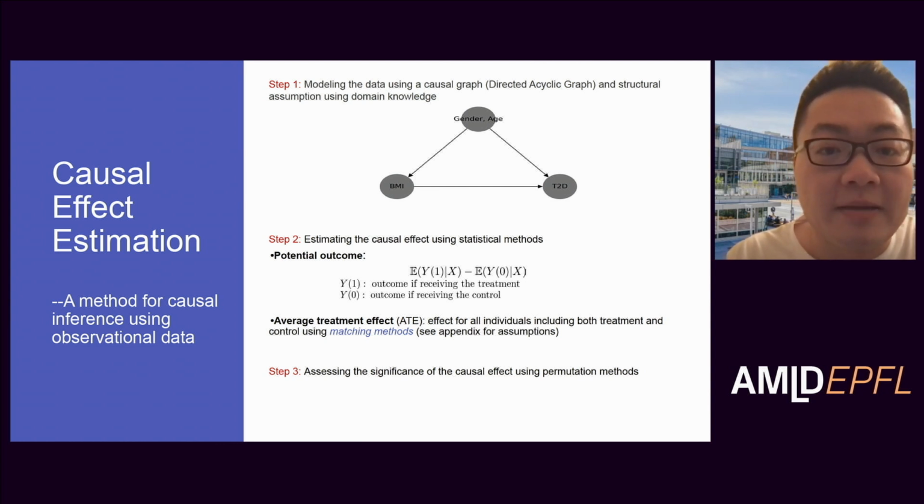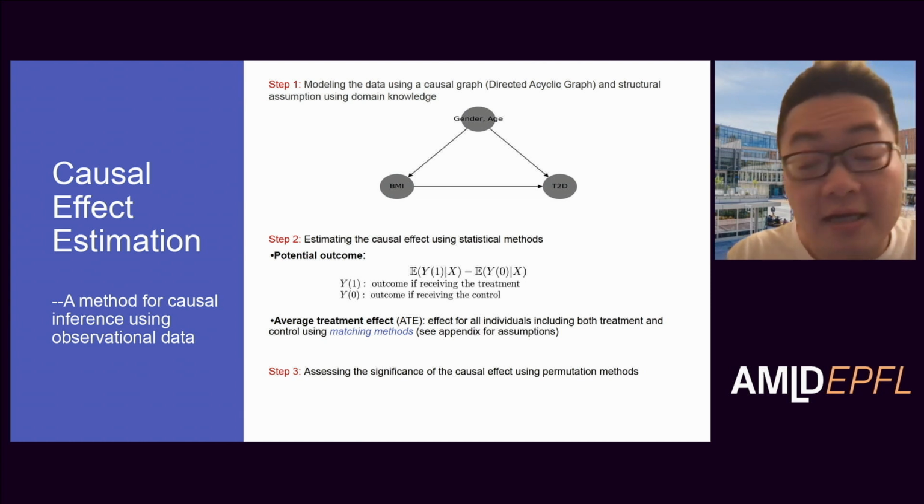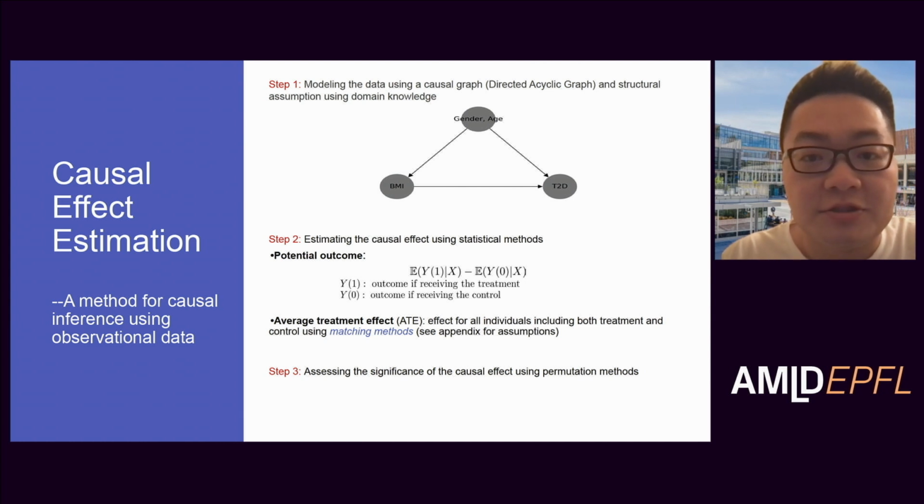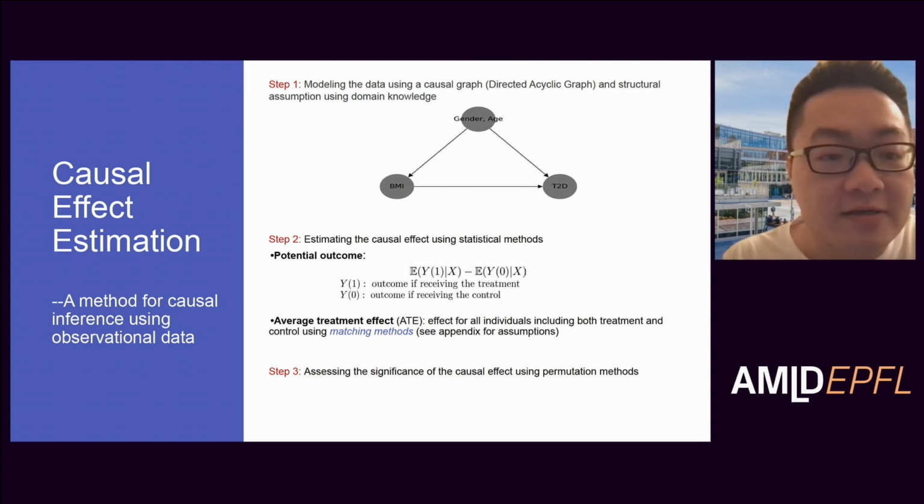And here's the BMI, the risk factor, an index of obesity level, and the outcome is whether a patient has type 2 diabetes. And the confounding factors include gender and age, which have impacts on both the BMI level and the T2D. So we call them confounding factors.